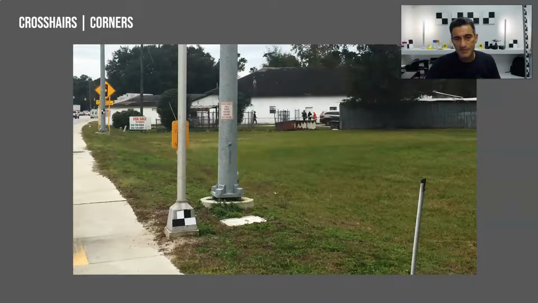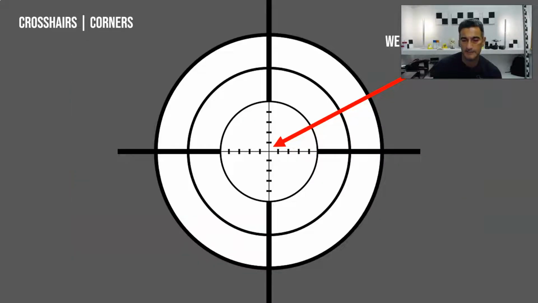So what's the point? What's the point of a target? Well, if you think about it, when you're looking through a telescope and you've got a target, you want to find a specific point. So in our case, when we're dealing with 3D technologies or photogrammetry, whatever it is, you want to be able to pick a very, very specific point.